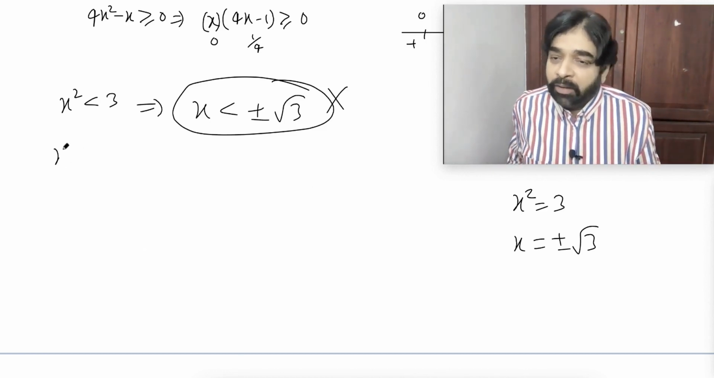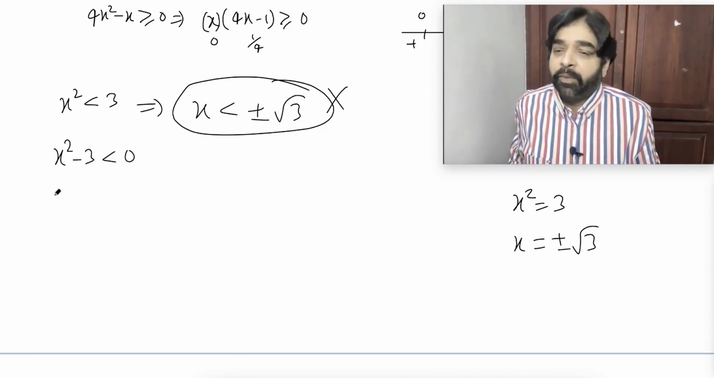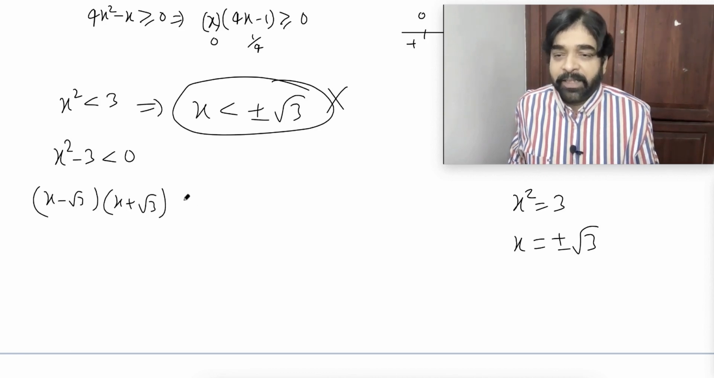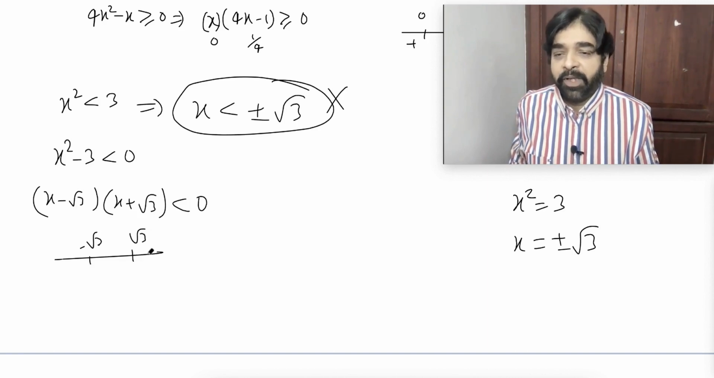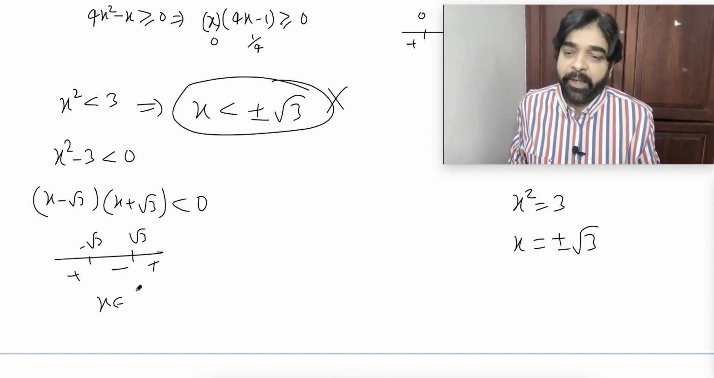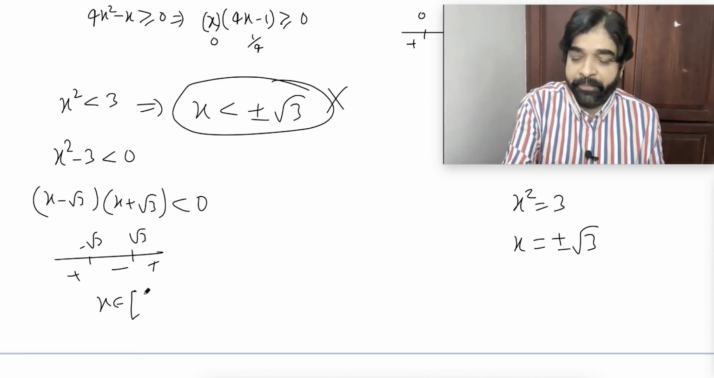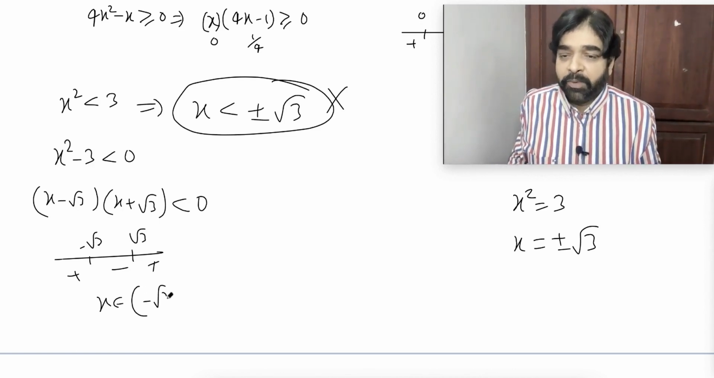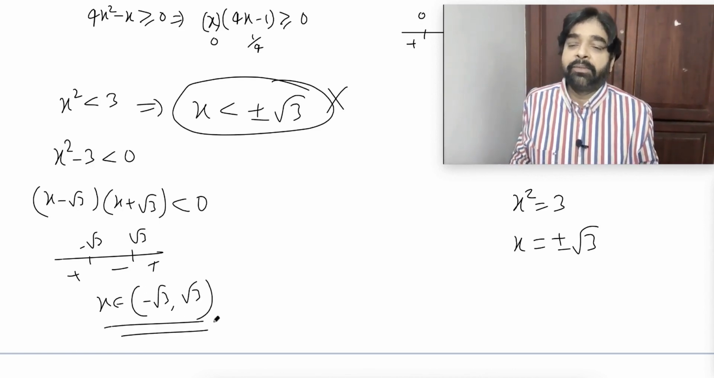So how to solve? Convert in polynomial inequality and do it after that. Nothing has to be done. I'm doing very fast because maximum I've seen that people got the correct answer, minus root 3 and plus root 3, positive, negative, positive, x element of open minus root 3 to plus root 3. This will be the answer.